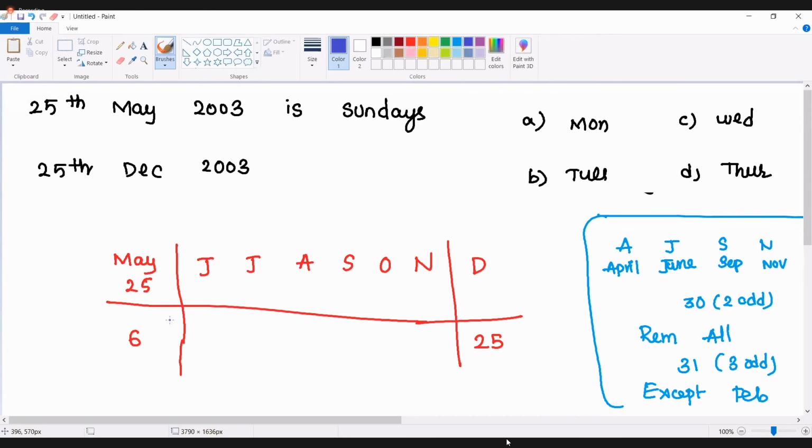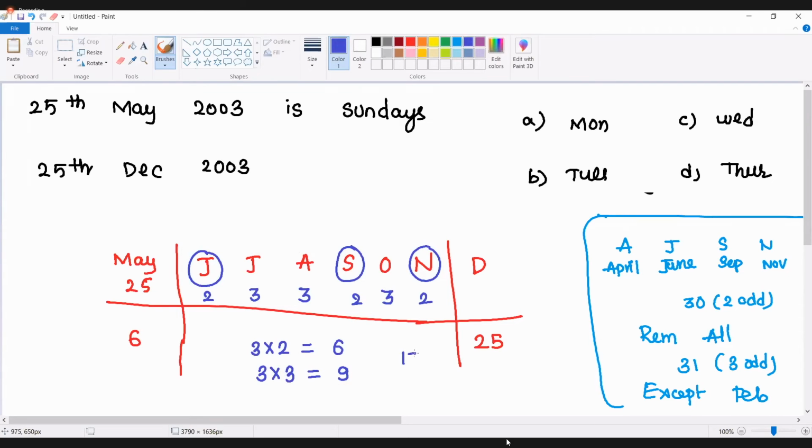As per the previous statement, April, June, September, November have 2 odd days each. So these 3 months have 2 odd days: 3 into 2, total odd days are 6. And all the remaining months have 3 odd days each, so 3 into 3 gives 9. What is the sum of these two? It is 15. So this is 6, and 15, and 25. I am trying to find the total number of odd days here.